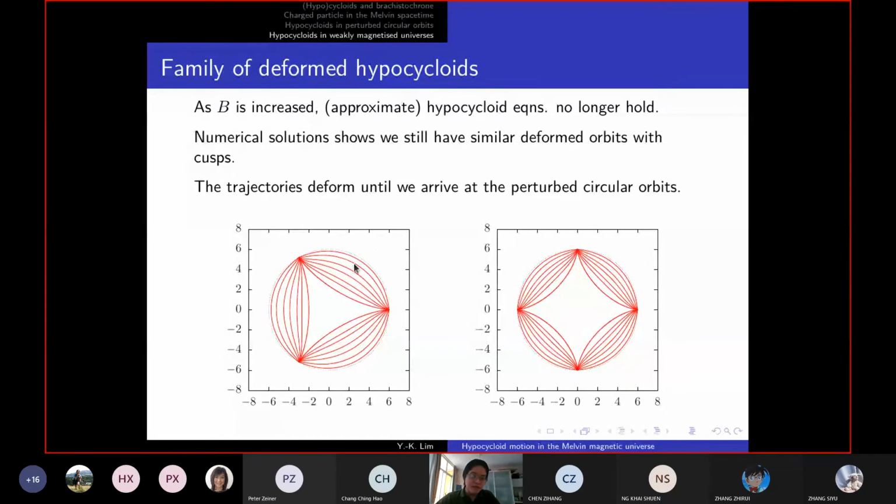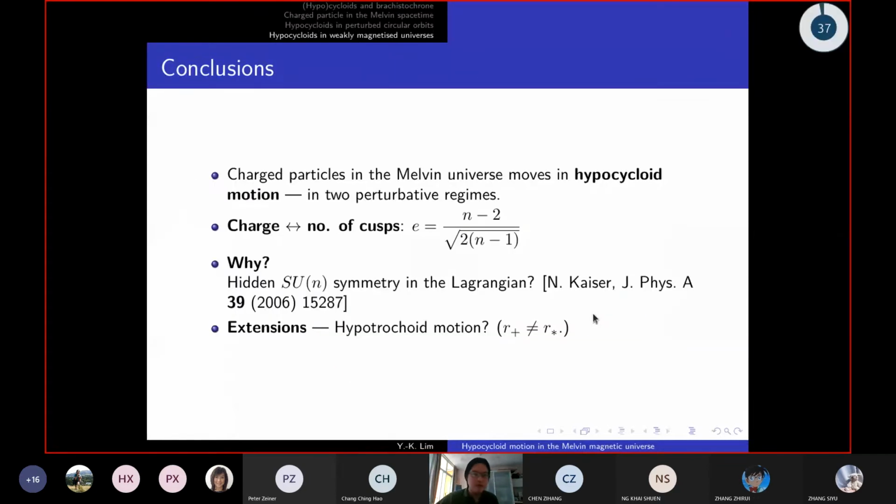So essentially, this is numerical evidence that there exists a family of curves. If I increase the B, I go from one extreme to the other extreme. You can do it for n equals 3, n equals 4, and so on and so forth, and you'll get something similar all the time. Okay, so let's conclude.